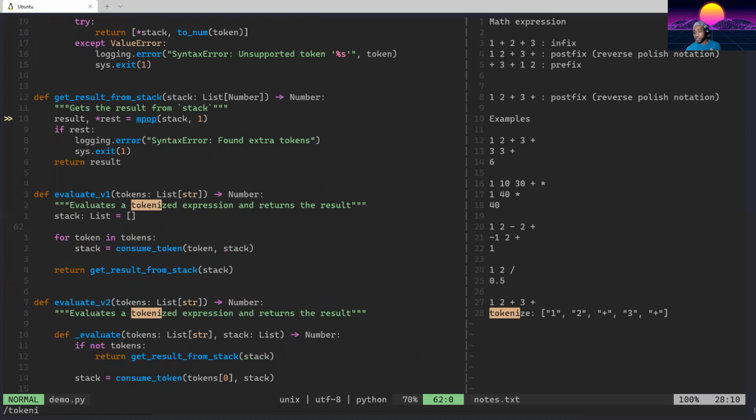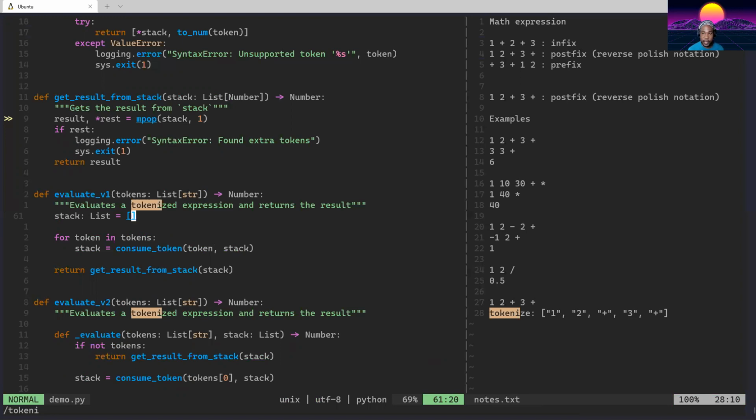I wrote 2 versions of this, a recursive version and then an iterative version. I'm going to walk through the iterative version first. And so this iterative version takes these tokens, the list of strings consisting of the numbers and their operators, and it's supposed to give us a number as output. Now, the key data structure in solving this problem is a stack, right?